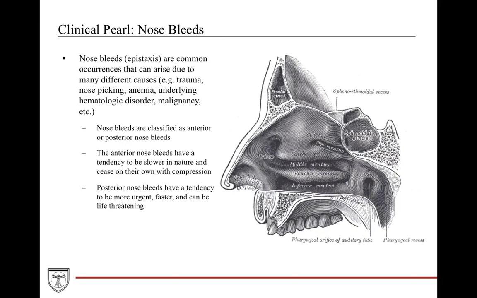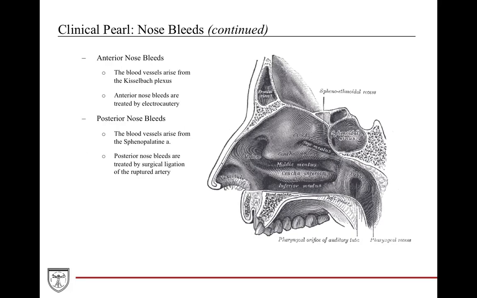When we talk about the arterial blood supply to the internal nose, it's hard not to mention epistaxis, or nosebleeds. These can occur for many different reasons, whether it's trauma, nose picking, anemia, leukemia, some other underlying hematologic disorder, or even some other malignancy. Nosebleeds are very common, but they're classified as either anterior or posterior. Classically, the anterior bleeds slower and the posterior bleeds faster. The anterior will not bleed as long, the posterior will bleed longer. Anterior bleeds are not life-threatening, posteriors can be life-threatening.